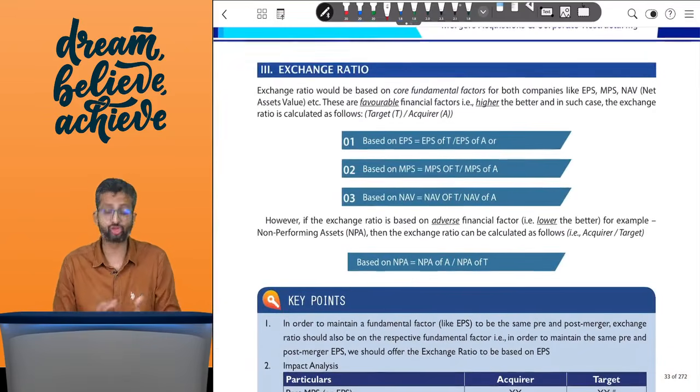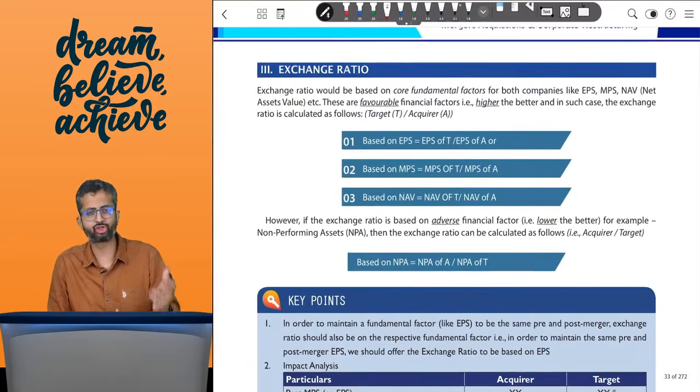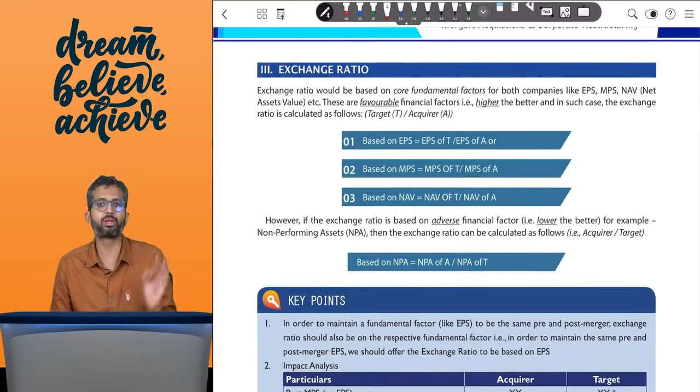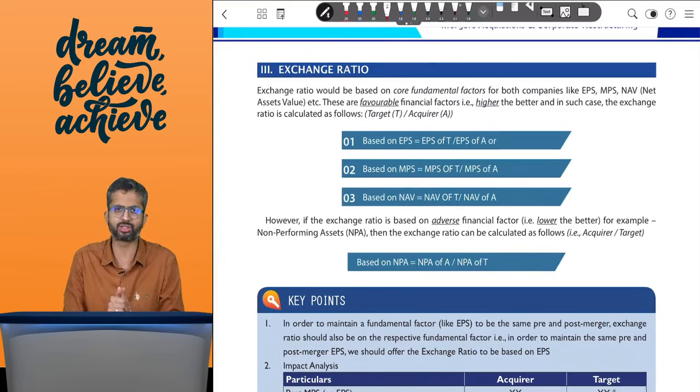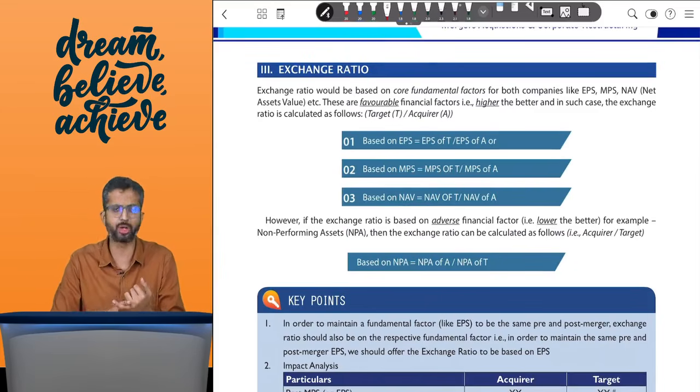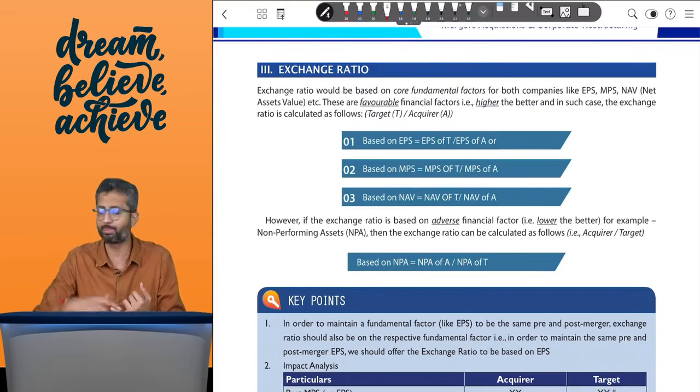Next you go to exchange ratio. While determining exchange ratio, the ratio that you will take is for a favorable financial factor. What does a favorable financial factor mean? Higher the better, like EPS, higher the better, market price, higher the better, book value per share, NAV per share, higher the better, capital adequacy ratio, higher the better.